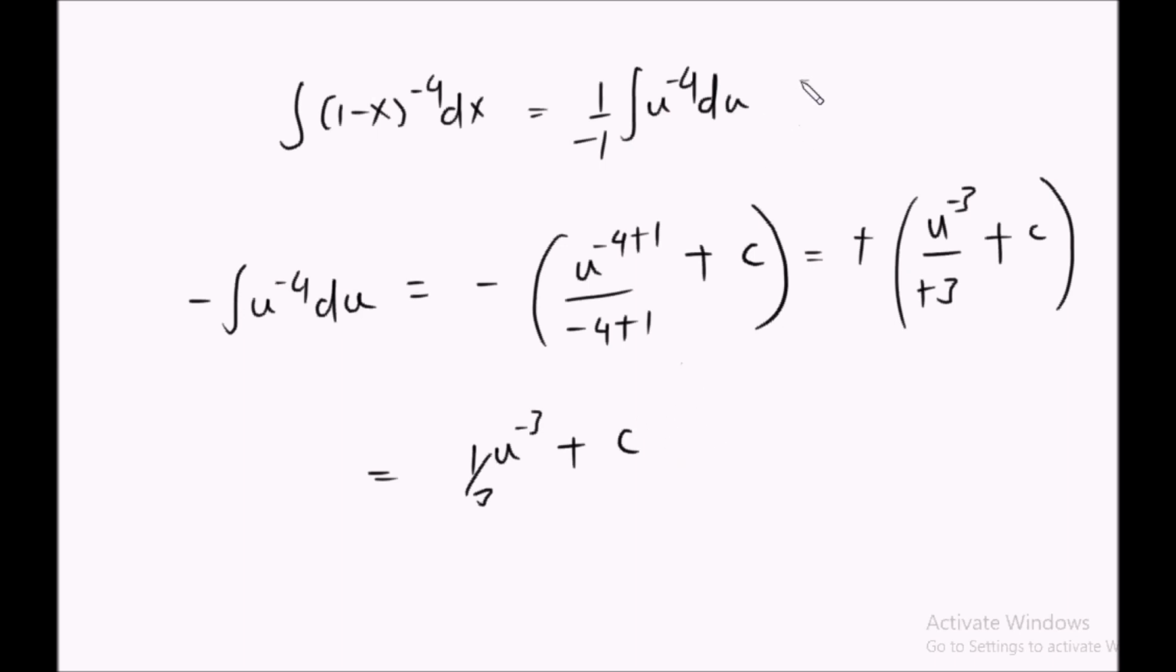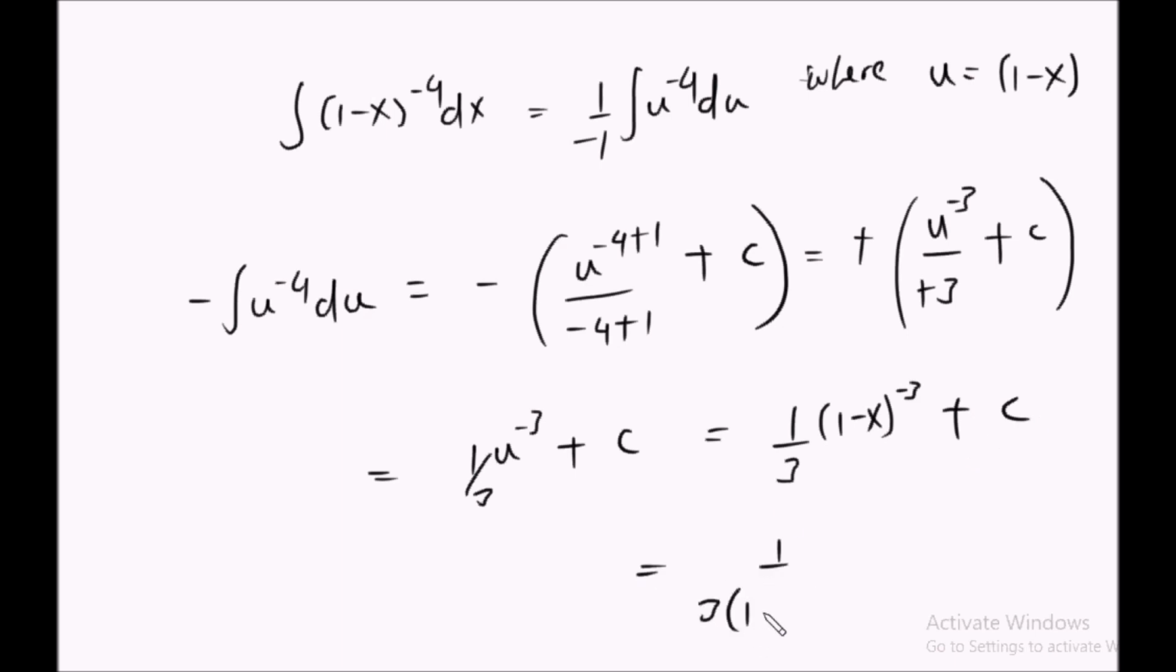So remember tulisema u ni nini? U ni sana 1 minus x. Okay, so hii jibu litakuwa ni 1 over 3. We have 1 minus x power -3 plus c. So nikisimplify hiyo ni 1 over 3 power 1 minus x hivi plus c.